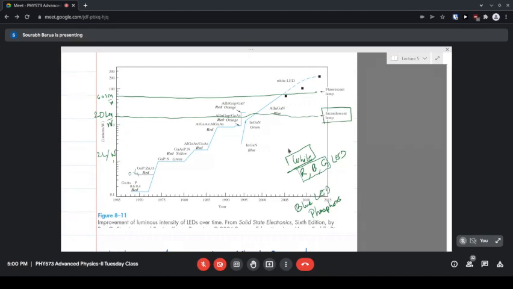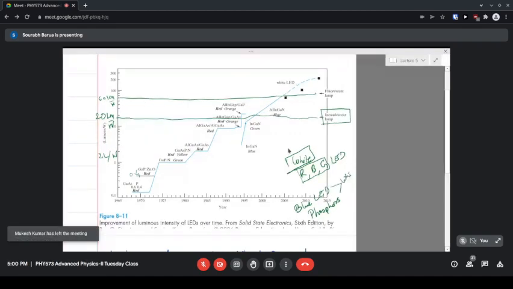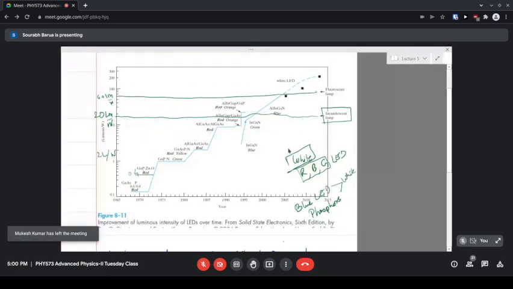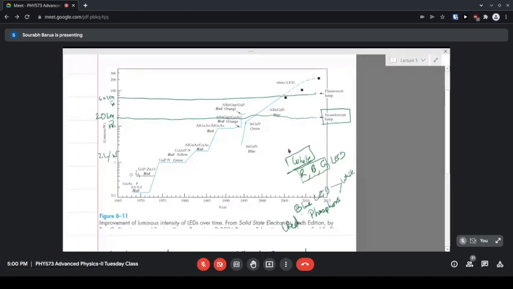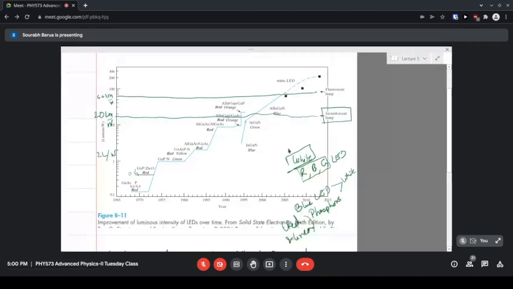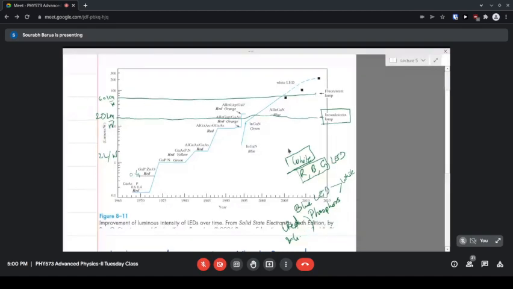So what will happen is, when you have a blue LED with a phosphor, the blue light will excite the phosphor and the phosphor will emit green and yellow or green and red light. So now this green and red light from the phosphor and the blue LED light together will give you the appearance of white light. So red and green from the phosphor will give you the appearance of white light.